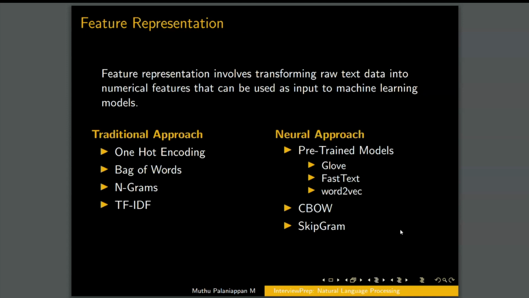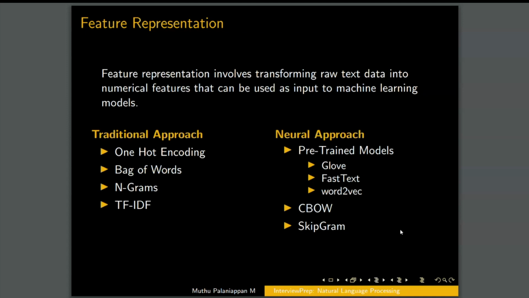There are two ways of doing feature representation. One is the traditional methods, which were used in the olden days, and we are also still using some of these techniques now. Another one is the neural based approach, which is nothing but a kind of deep learning architecture approach for building your feature representation. Don't worry if you don't understand. We'll look at it in detail in the next class with a hands-on coding session. In the traditional approach we have four things: one-hot encoding, bag of words, n-grams, and TF-IDF. TF-IDF stands for term frequency, inverse document frequency.